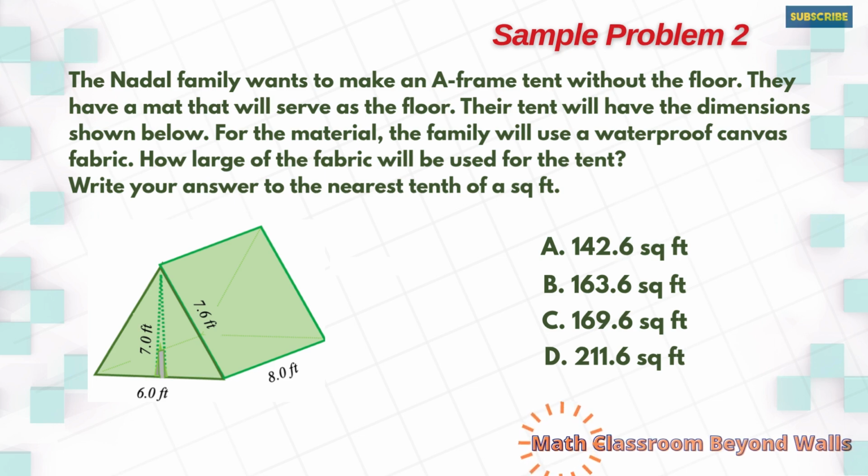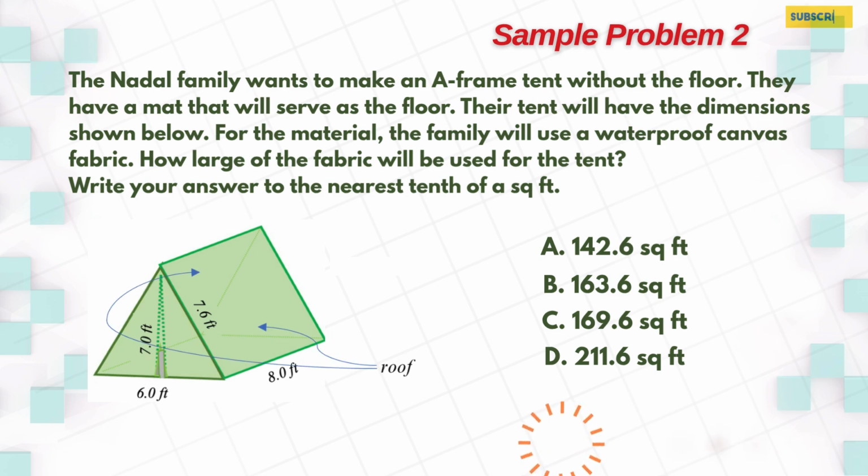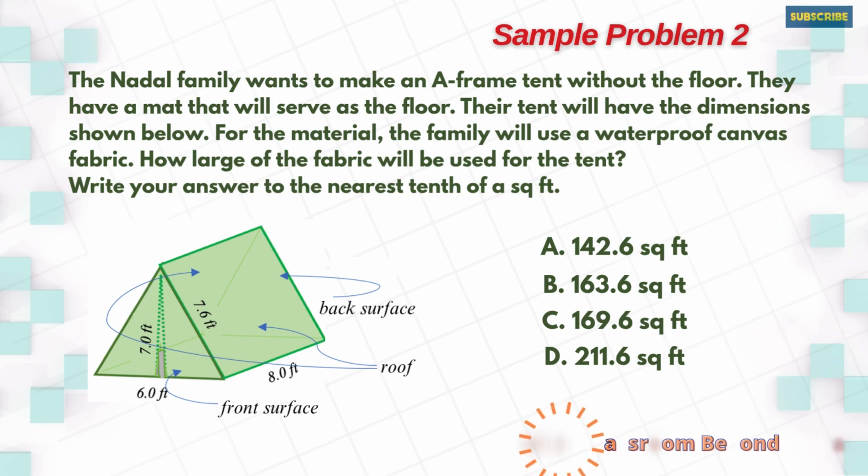Here, we are asked to find how much of the fabric material will be used in making the tent. What are given? We're given the figure of the tent with its dimensions. Okay, so the tent that the Nadal family wants to make has an A-frame design. This has the two faces of the roof and the front and back triangular surfaces. The design does not include a floor.